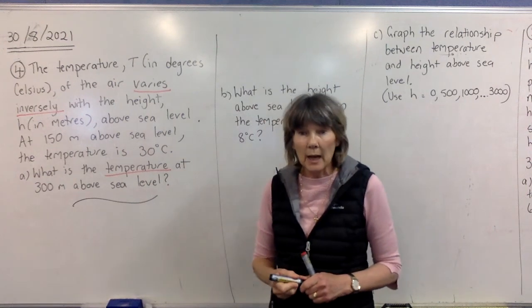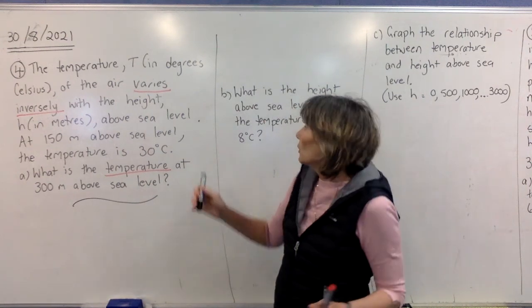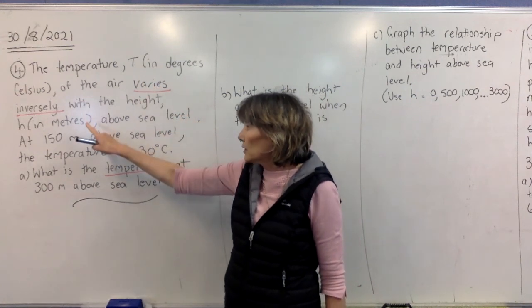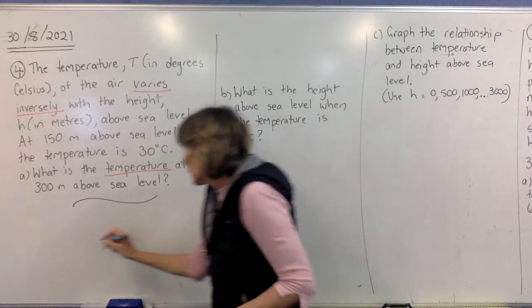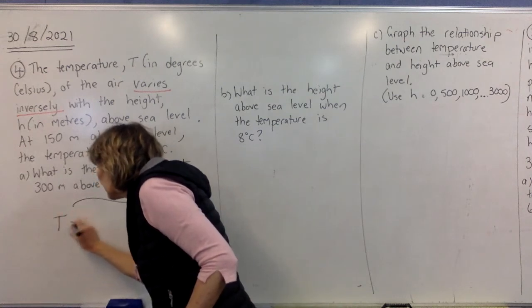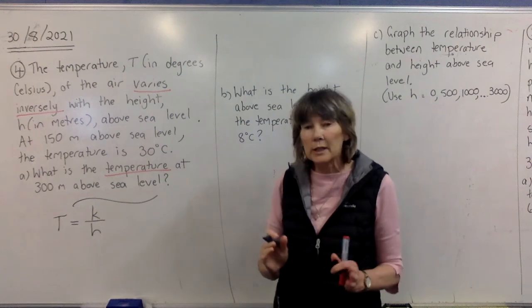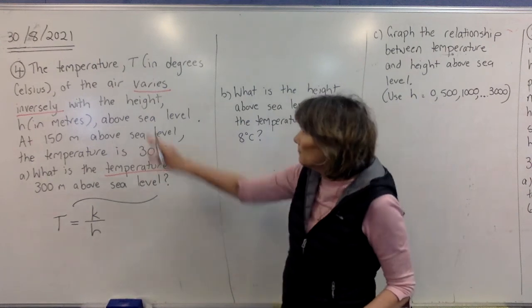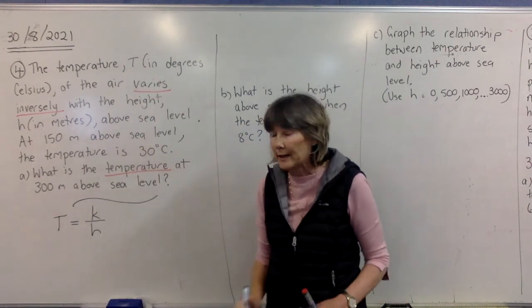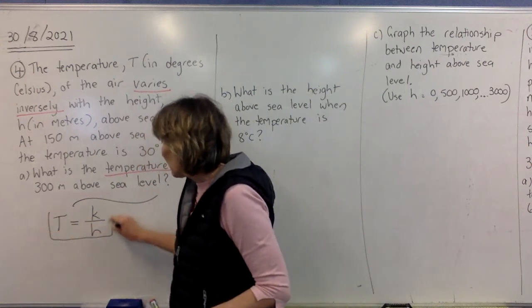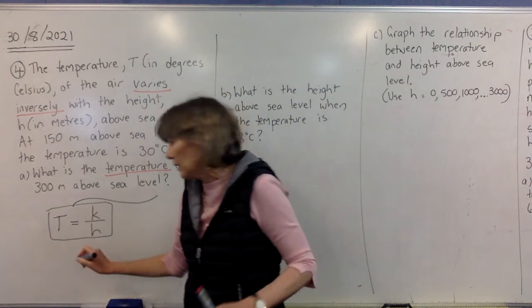We're going to first start by trying to get our variation equation. So we have T varies inversely, H. So we're going to write T equals K over H. Make sure you stick with the letters the same way they've written them. This is a capital T and a little h. Alright, so that's the start of our variation equation, but remember we have to find the K value.